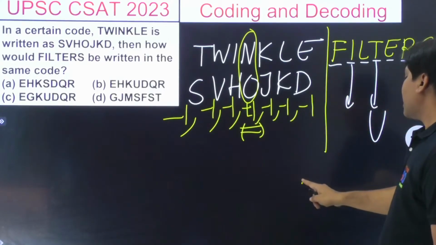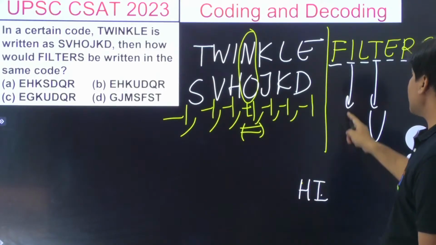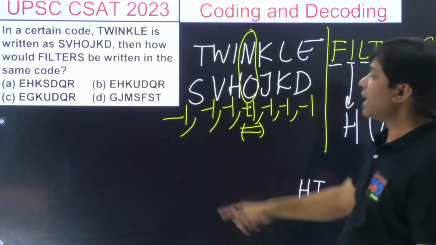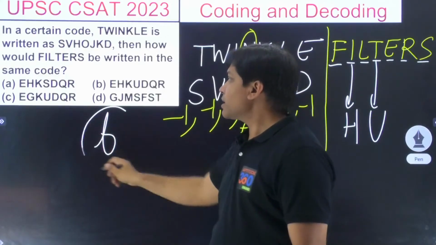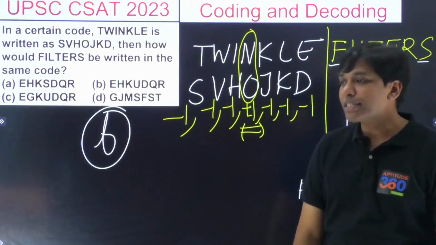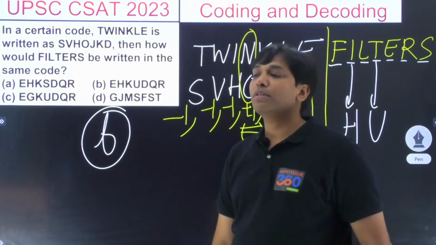So I, so HI. So what is this? It has to be H. If it has to be H, what is the right option? This is B. Did you understand? Did you understand what I'm talking about?